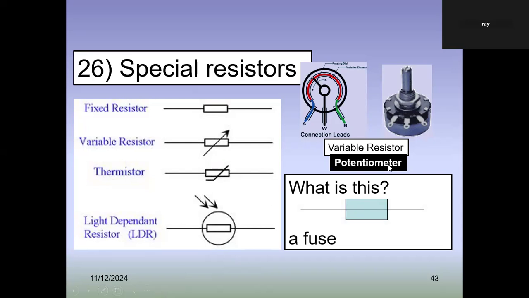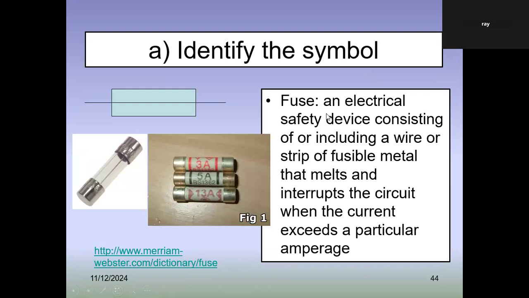Basically, if there is too much current, the wire will break. Then the current cannot flow. That's why it's called a fuse. A fuse is an electrical safety device consisting of or including a wire or strip of fusible metal that melts and interrupts the circuit when the current exceeds a particular amperage.